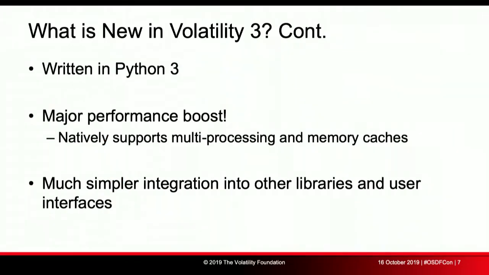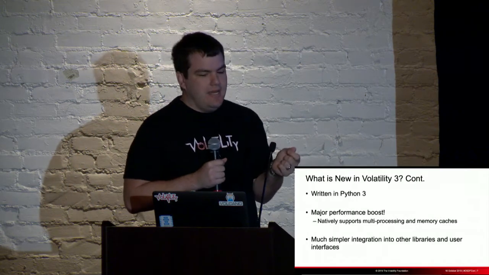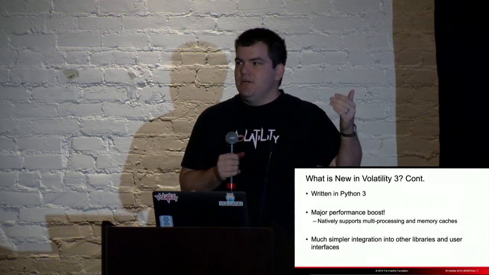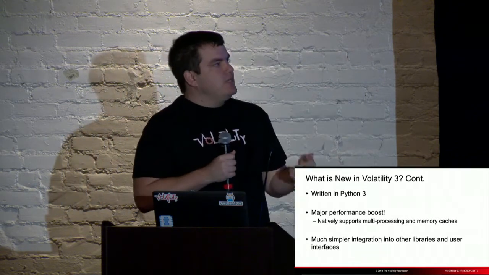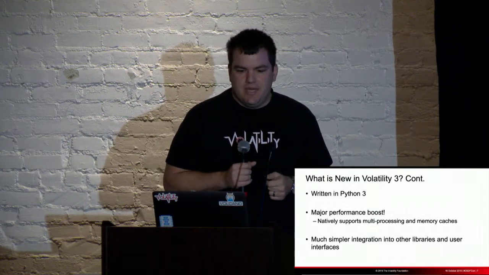What else is new? It's written in Python 3. If you're familiar with Volatility 2, it's written in Python 2. As we all know, Python 2 reached end of life a couple weeks ago. Also, with moving to Python 3 and the way we got to redesign the backend, we have a major performance boost. So again, when you get those memory samples that are 64 gigs, 128 gigs, and beyond, with as much hardware as you can throw at the processing, we'll be able to rip through that data.